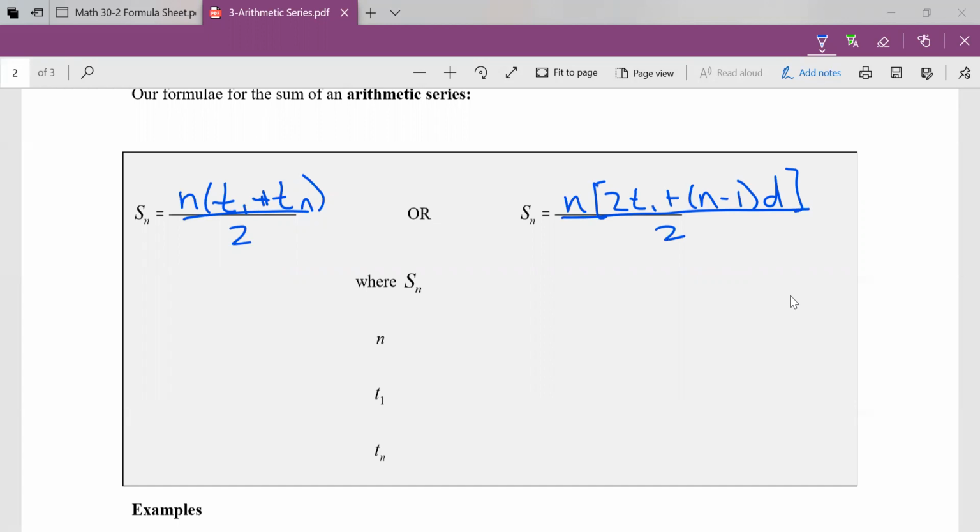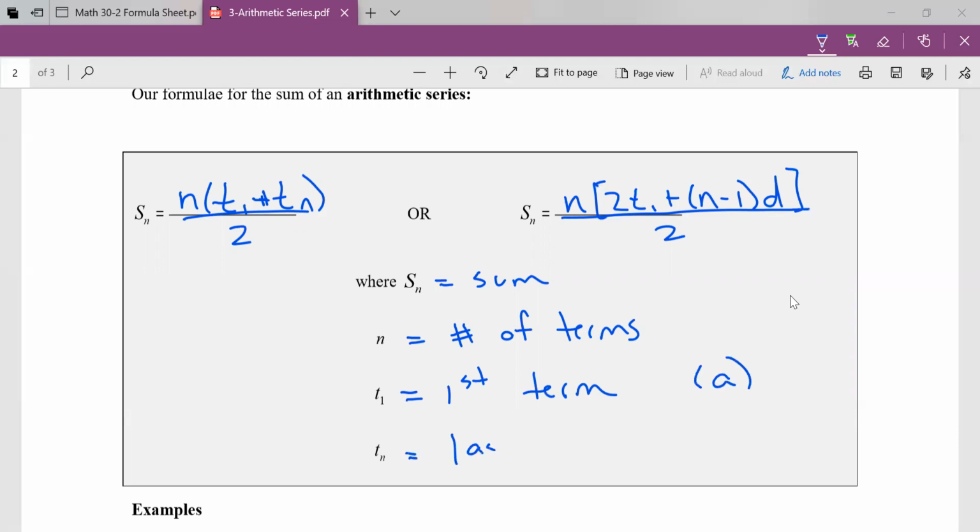Like I said, I'm not going to prove them to you, but those are your two on your formula sheet. S means the sum, n is the number of terms we're working with, t1 is our first term, and some people call the first term a, so you might see that at some point. And tn is the last term. So when am I going to use each of these two different formulae?